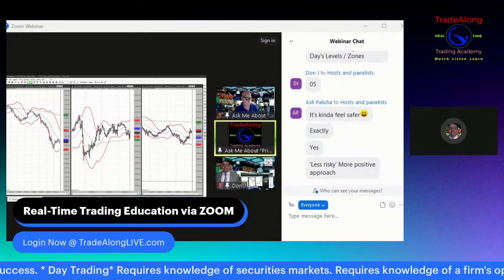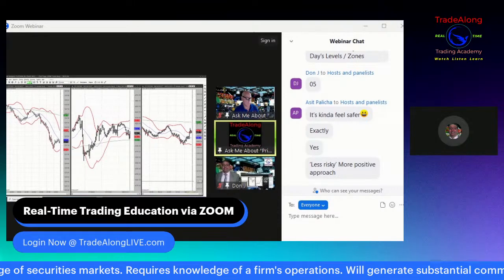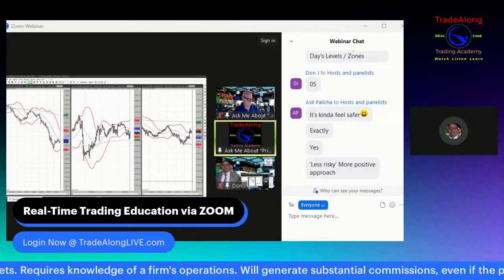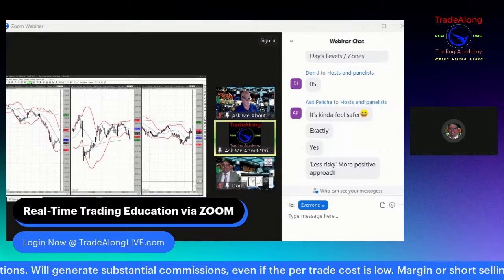We'll try to figure out why there's volatility and what's going on. Sometimes we can figure it out, sometimes we can't. It doesn't really matter. We have our levels and we focus around those, and we don't try to figure out how markets move or why markets move.